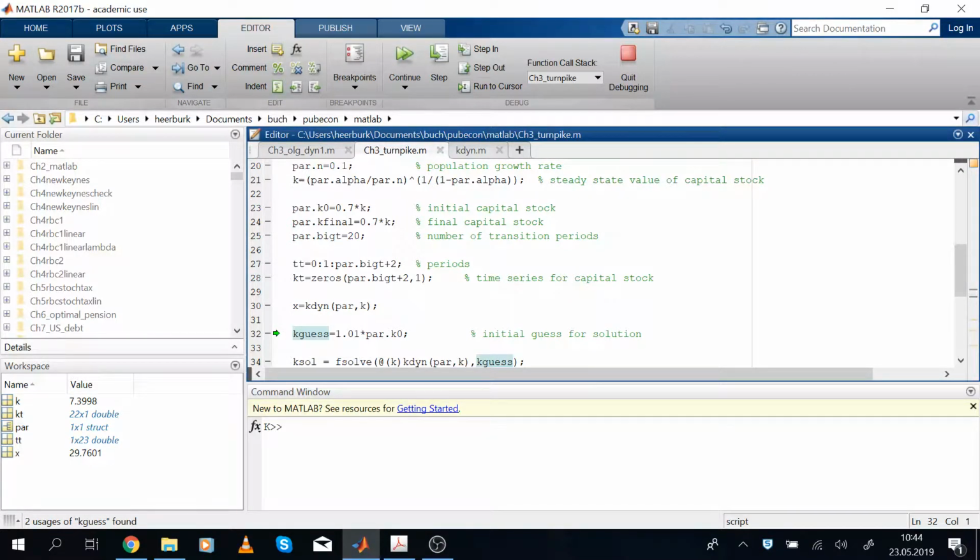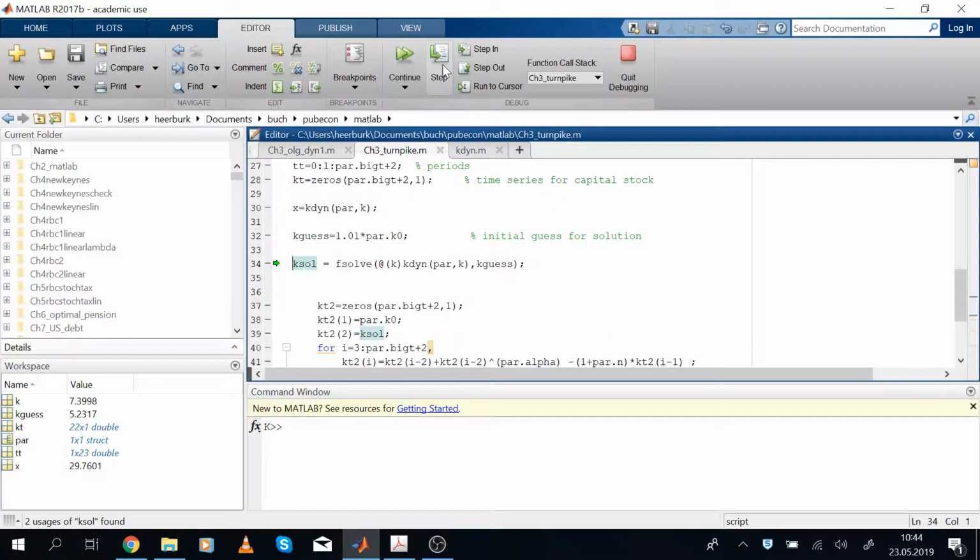Well, let's take an initial guess that k1 is just 1% above k0, and provide this guess to the solution of our nonlinear equation. So if we want to solve a nonlinear equation, we need to provide first the function, which is k-dyn. We need to provide an initial guess, which is k-guess, and in front of the function we need the @ sign in Matlab, and in these brackets here we specify with regard to which of the two arguments the nonlinear equation solver fsolve should search for a root.